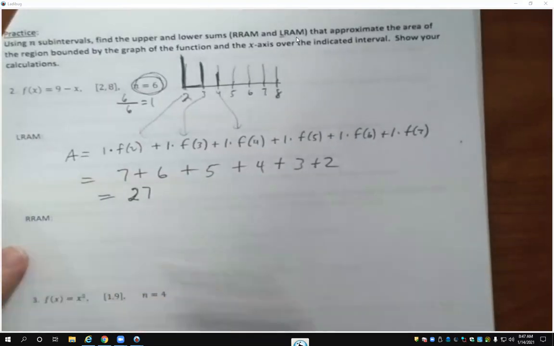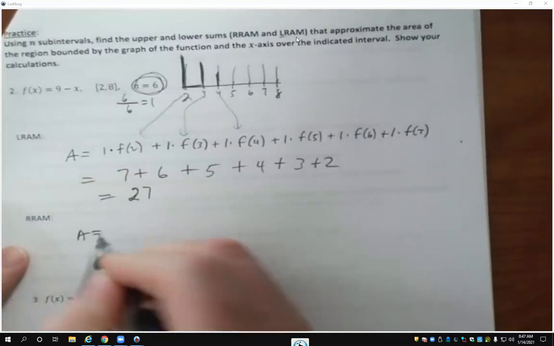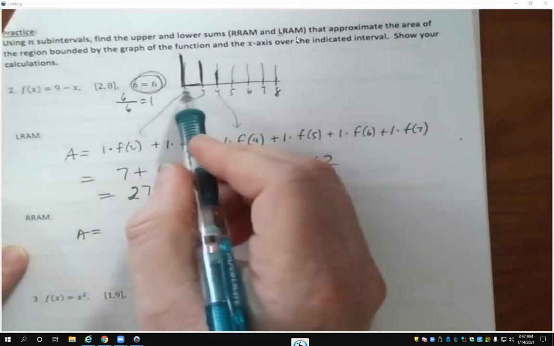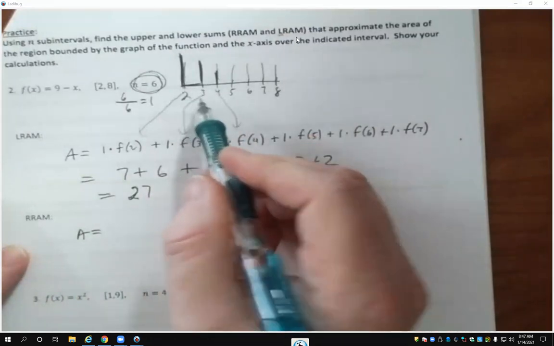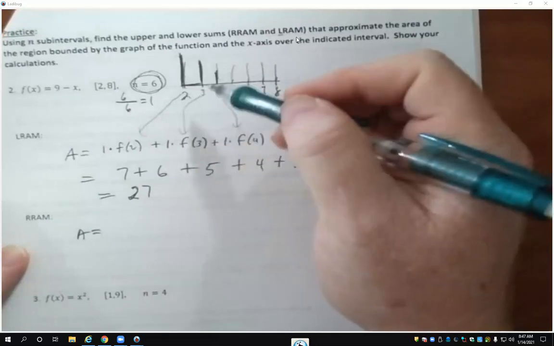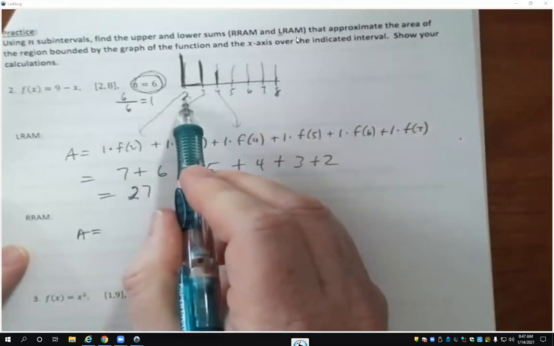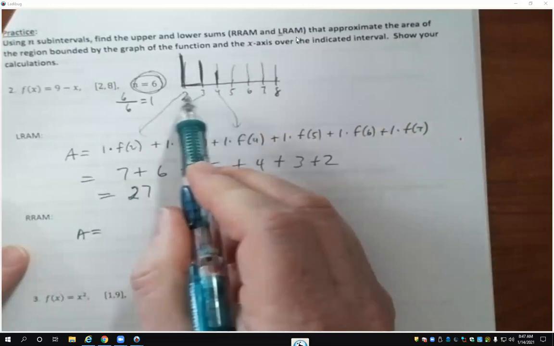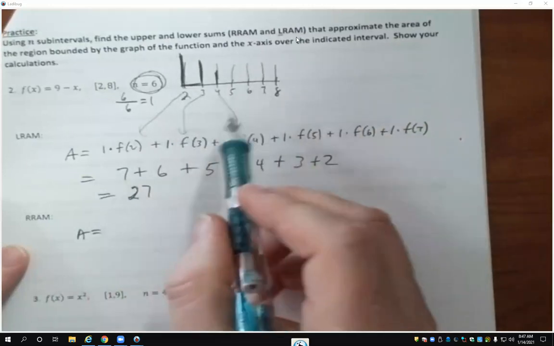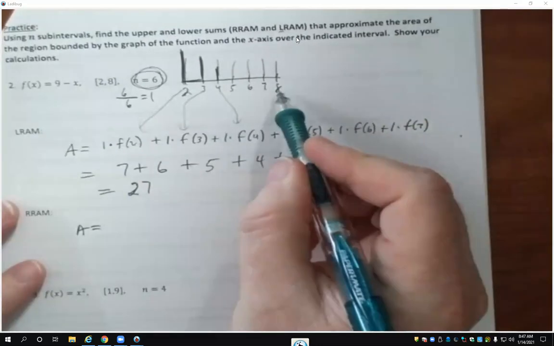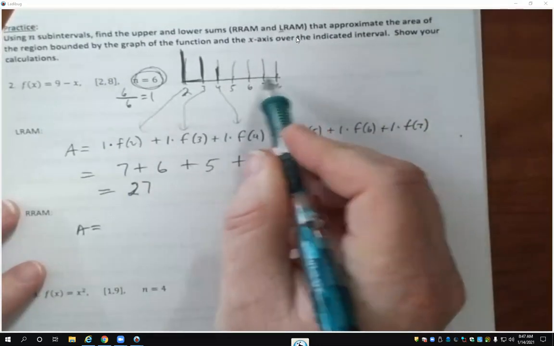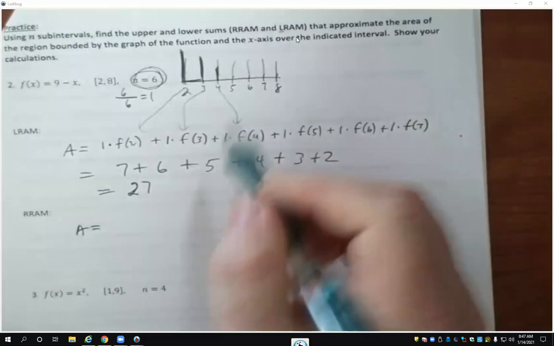All right, so now when I'm doing RRAM, the base or width of my rectangle is still the same, but now my y values are different. So I'm not going to start at 2. I'm going to start at 3 because I still want 6 numbers. And when I'm doing RRAM, in theory, I'm really starting from 8 and working my way back, but I like to write them in order.